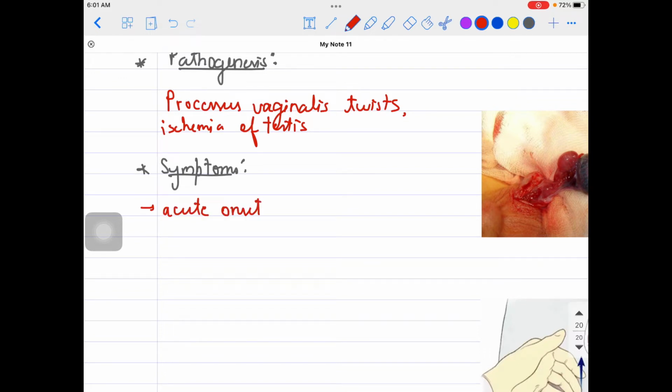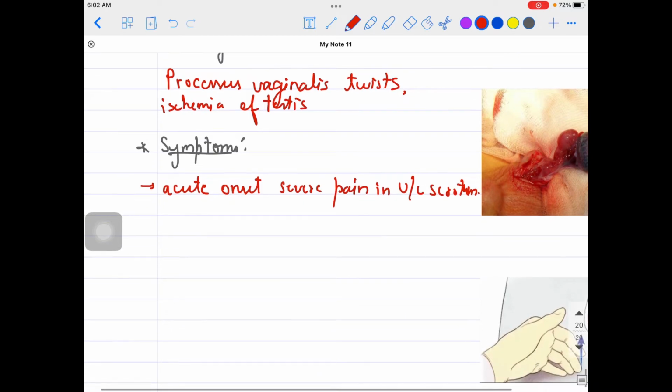Acute onset severe pain in the unilateral scrotum. So it is seen unilaterally. And in the neonates, a blue unilateral scrotal mass will be seen.